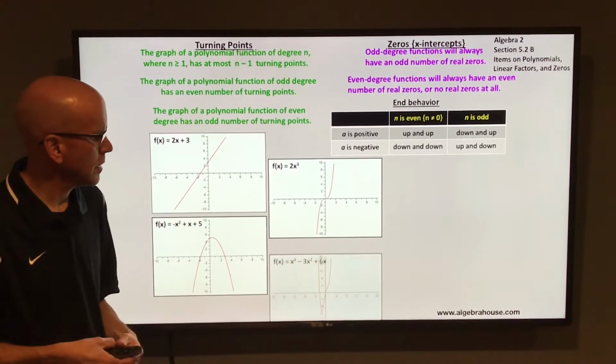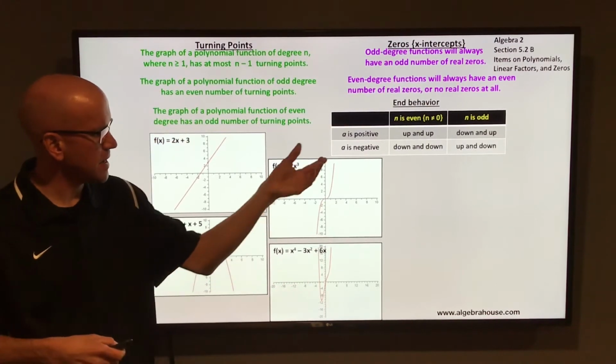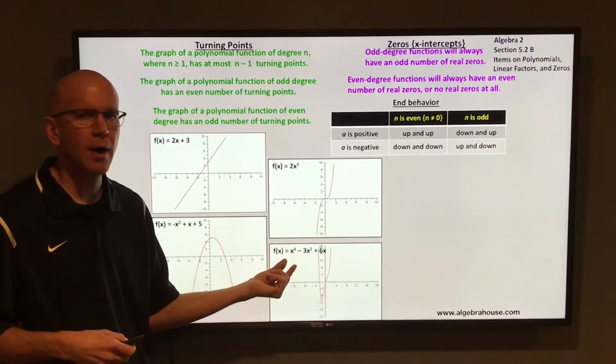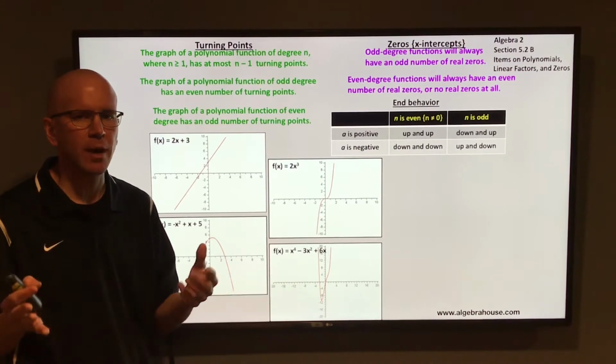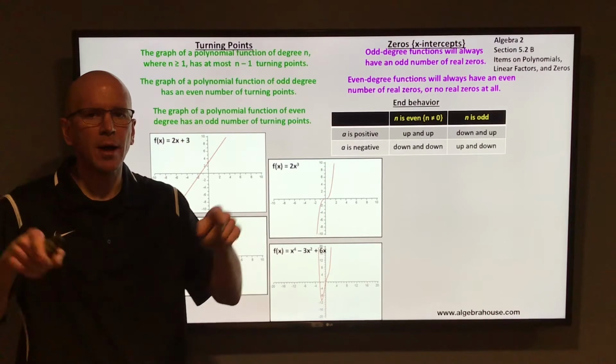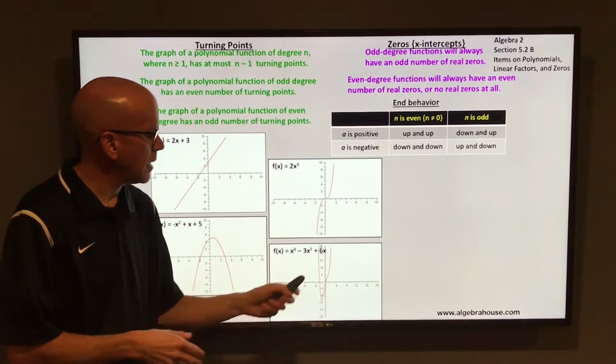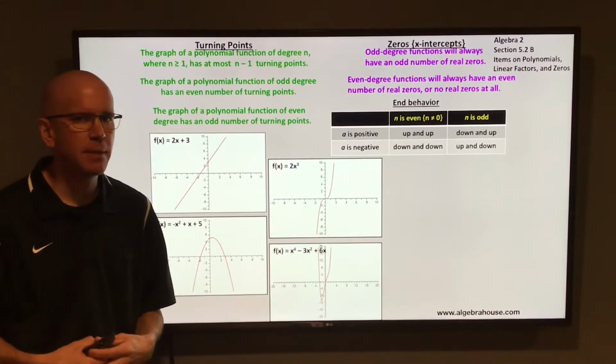For f of x equals x to the fourth minus 3x squared plus 6x, as far as the end behavior, relate that to a quadratic. Even degree functions, quadratic functions, parabolas. If the leading coefficient is positive, the parabola opens upward. So it'll be up on the left and up on the right. And that's the same case here. Up on the left side, up on the right side is the end behavior.